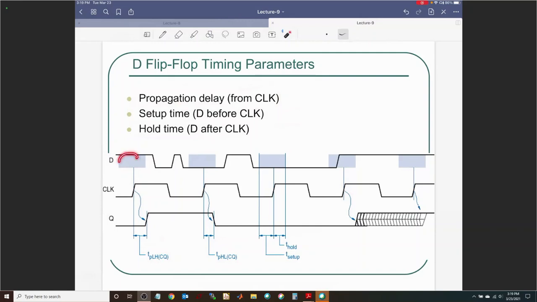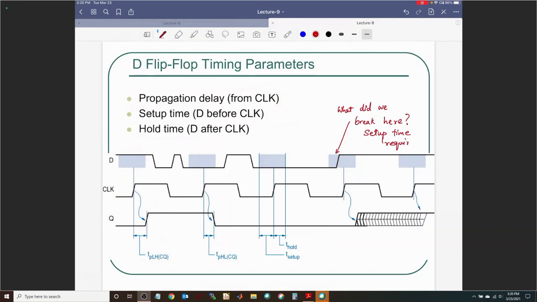So you cannot change D here. You cannot change D here. You cannot change D here. Oops, you changed D here. So what kind of timing parameter did you break here? What did we break? Setup time. That's right. So clock changed here, but we changed D before, right? So we broke the setup time requirement.